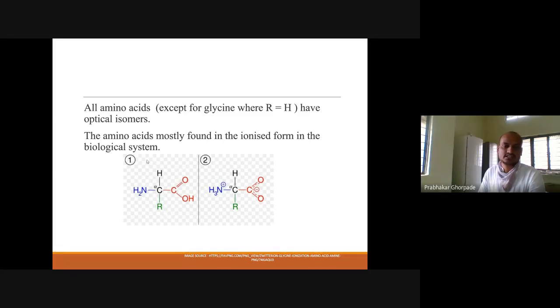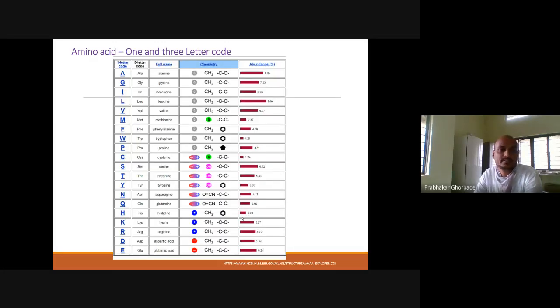Normally, in the biological system or our body fluids, the amino group is positively charged, as you can see here, and the carboxyl group is negatively charged. The R group is different in each amino acid. Whenever we say amino acid, it is represented by a one letter code and a three letter code. This is the one letter code, this is the three letter code, and this is the full name.